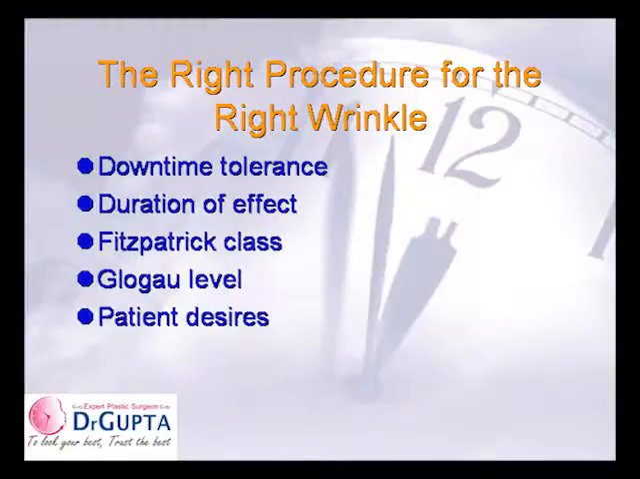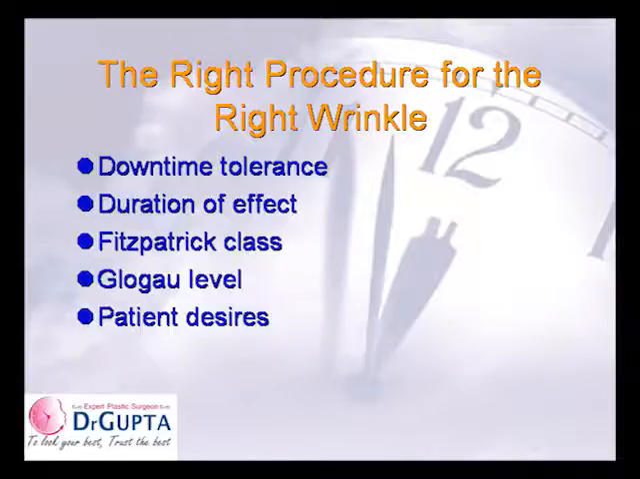Glogau level is a photoaging scale that rates people in terms of how much wrinkling they actually have. And that correlates pretty well with aging, but it also correlates well with some very specific anatomic things that we'll talk about in a moment. And then finally, choosing the right procedure for the right wrinkle is all about what you, the patient, really want. And if you don't care about a certain part of aging signs that you have in your face, then that's certainly not something that we should build into a treatment plan.